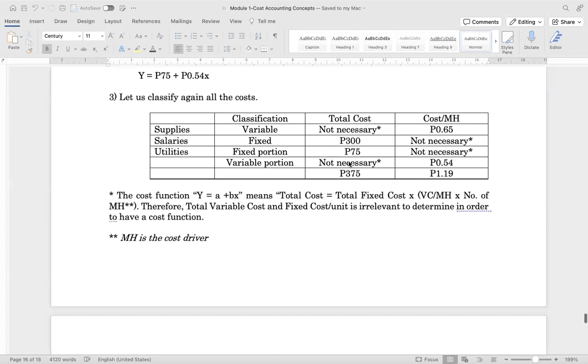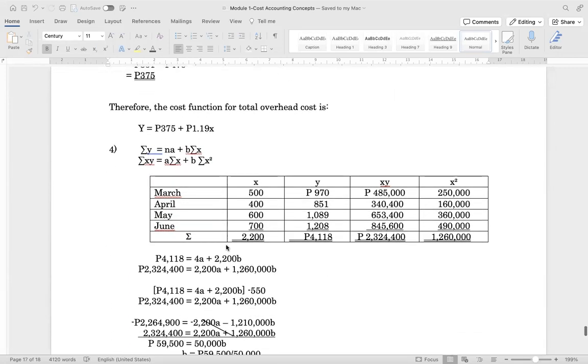And this is the same format or amount as we have used for the so-called utilities. So the fixed portion of total cost or mixed cost, and the variable cost per unit for supplies, the variable cost per unit for utility. So 375. So y equals 375 plus 1.19x. Or just simply use the total overhead cost. Take note of that, but make sure that there is no outlier.